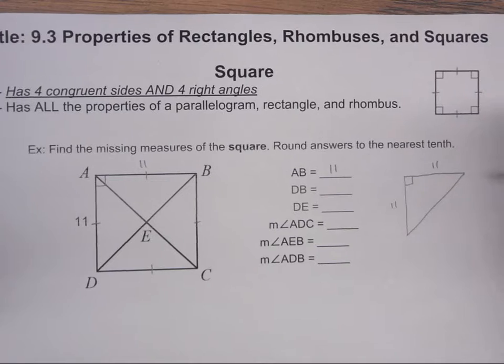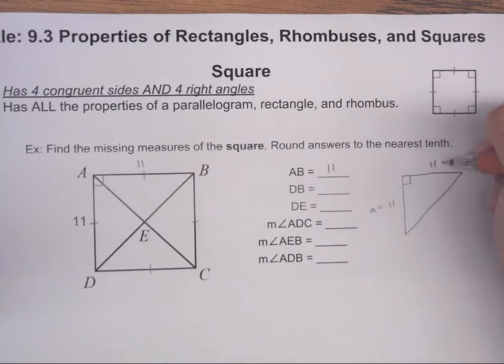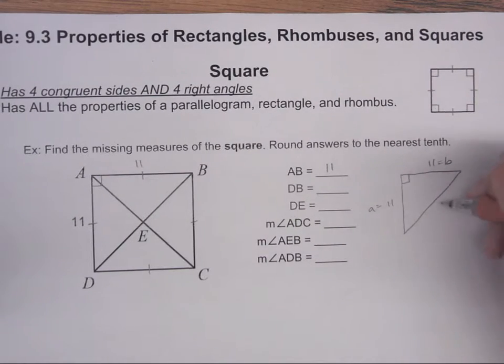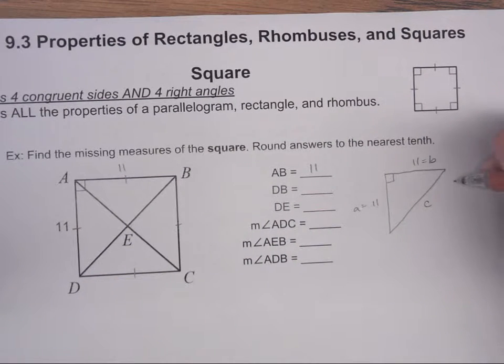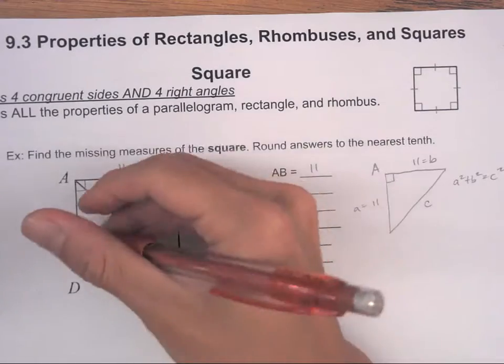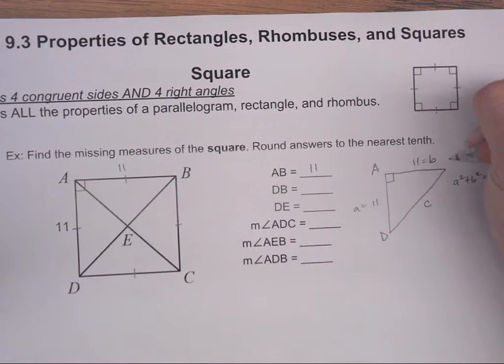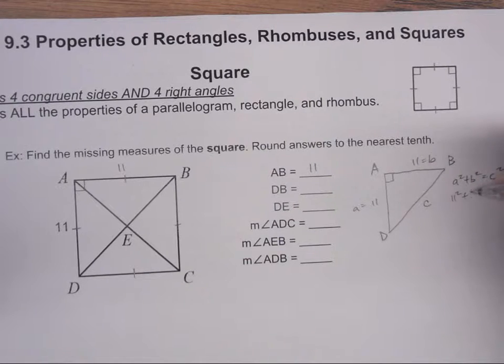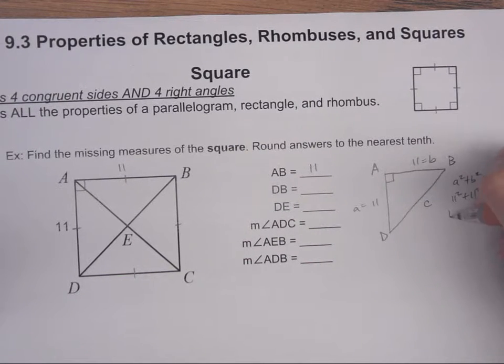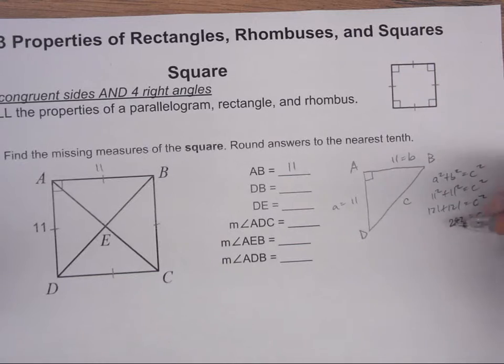So if we had to apply the Pythagorean theorem, we know that A is 11 here, B is 11. This is our hypotenuse. Hypotenuse is C. So apply it. So A squared plus B squared equals C squared. This is A, this is D, and this is B. Okay. So if you had to solve it through, 11 squared plus 11 squared equals C squared. This is 121 plus 121 equals C squared. 242 equals C squared. So once you get that, find the square root of 242.